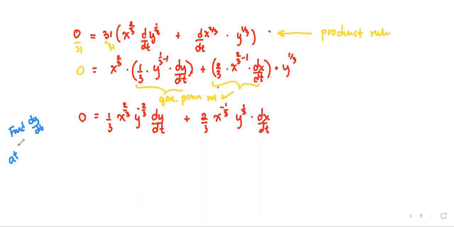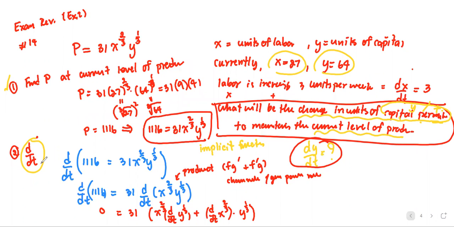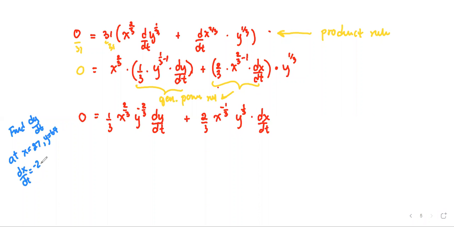at the current production level, which is x equals 27, y equals 64, and given the dx dt to be, let me check the number, the dx dt is positive 3. Okay, so this is the given information and the unknown that we have to find. So we have the x value, y value, we have the dx dt value.